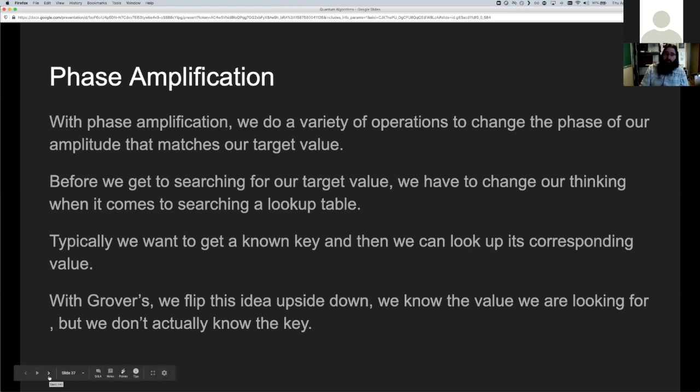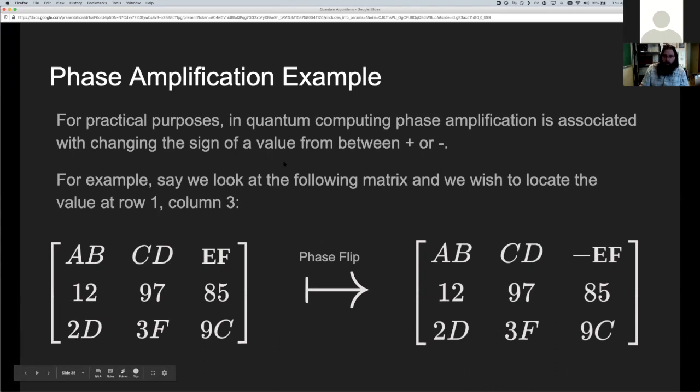And with phase amplification, for practical purposes, what it actually does is a phase flip. So when it comes down to the computational side, we're actually changing a positive to a negative or a negative to a positive. So for example, we want the value at row 1, column 3, which is EF. We do a phase flip, and now it's negative EF.